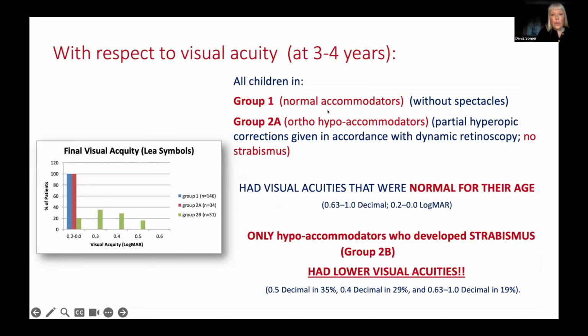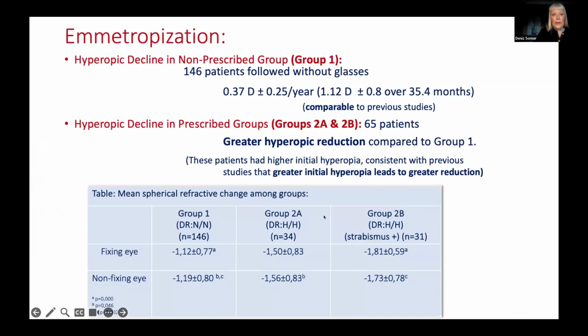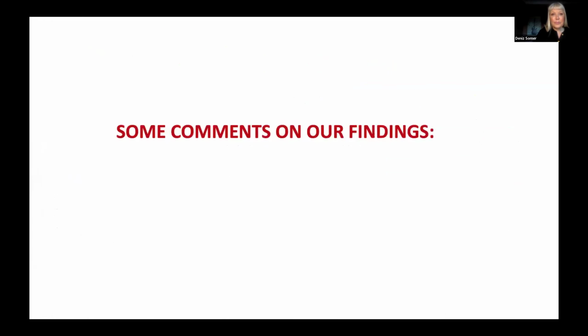All children in group 1, which were normal accommodators, and group 2A, ortho-hypoaccommodators with partial hyperopic corrections and no strabismus, had visual acuities that were normal for their age. Only hypoaccommodators who developed strabismus, that constituted group 2B, had lower visual acuities. Hyperopic decline in group 1 and group 2 were comparable to previous studies.